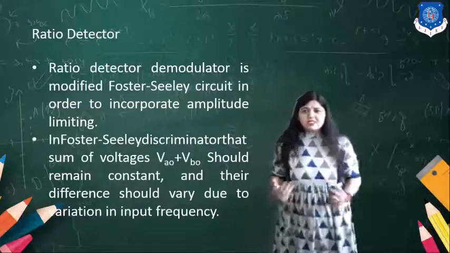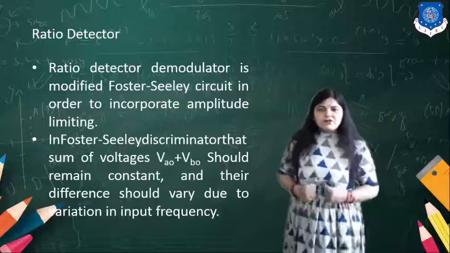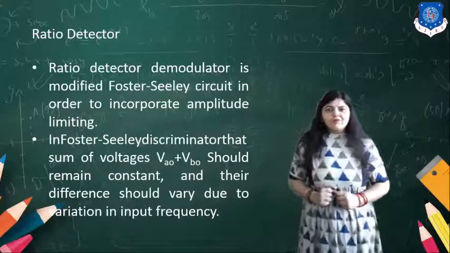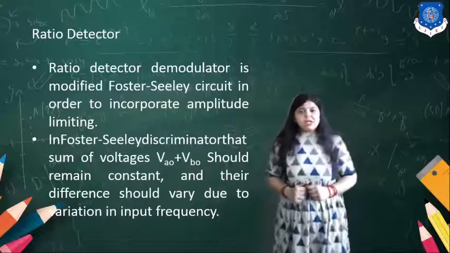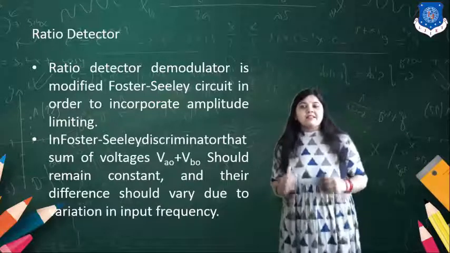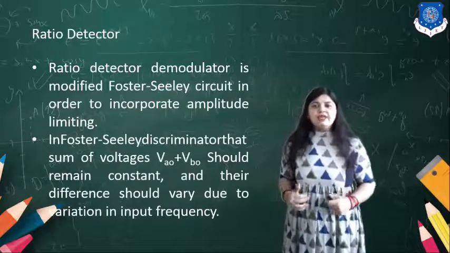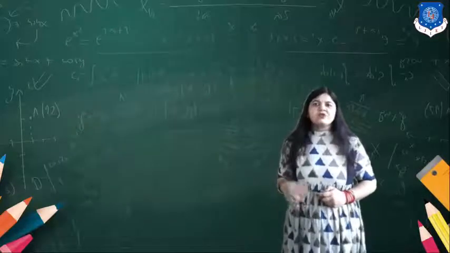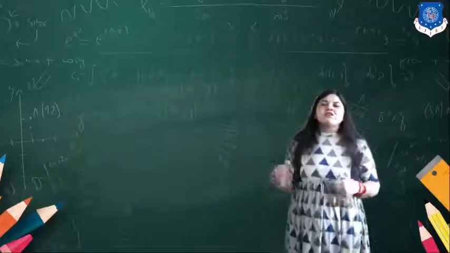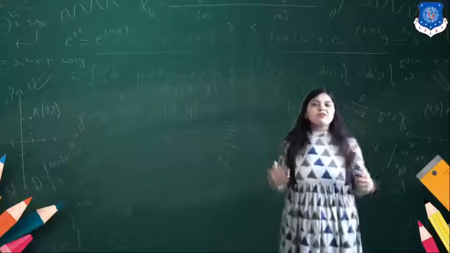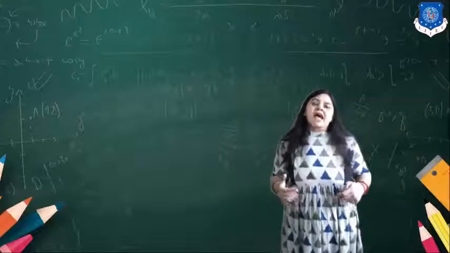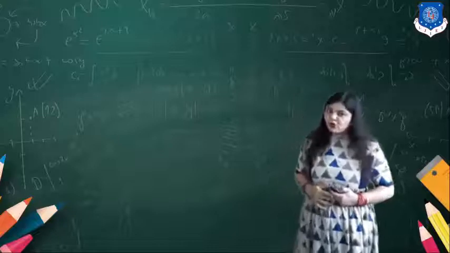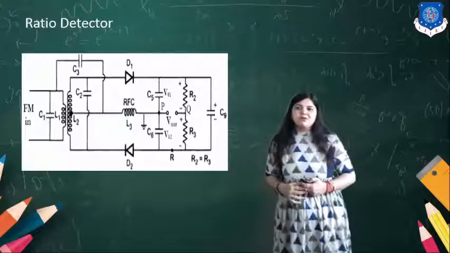So in the Foster Seeley discriminator, the sum of the voltages is what? The upper half voltage VA0 and the lower half voltage VB0 should remain constant, and their difference should vary due to the variation in the input frequency. So the input frequency change causes a phase change, and due to that we find the change in the amplitude variations, and out of that we get the slope, and that's nothing but my input signal.